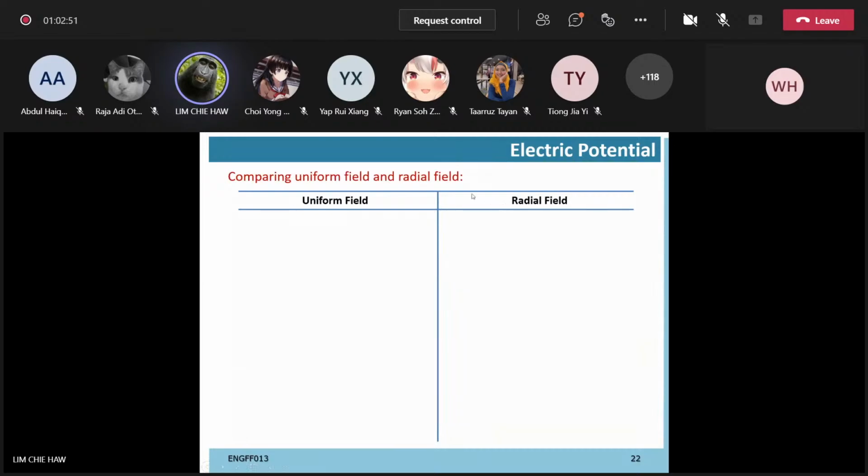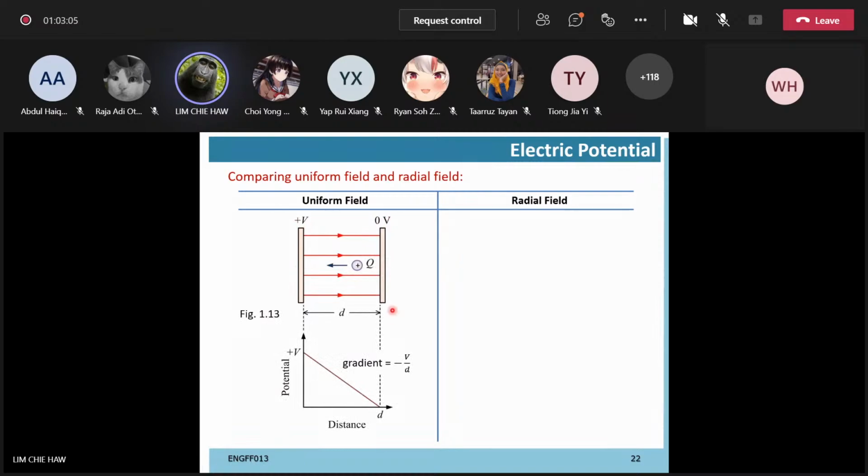So you need to compare the uniform field and also the radial field. It's very simple. When we talk about uniform field, you need to have the parallel plate to set up the uniform field. To set up the uniform field is very straightforward and very easy. You just need to control the voltage and you know what is the gap. You should be able to create this uniform field.